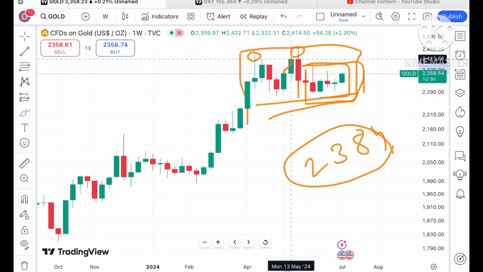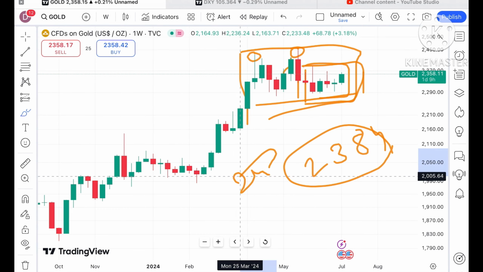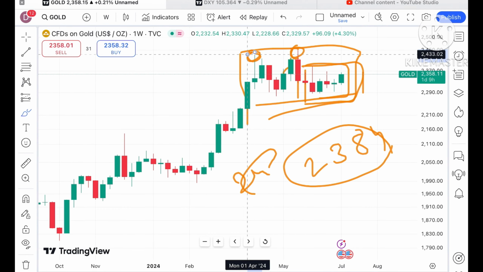So the probability will be high that it can cross a level of 2,400, and the probability will be high that it can cross this level also and then make a new high. There is a probability in this situation. Now looking at this particular chart, the overall trend is on the higher side.